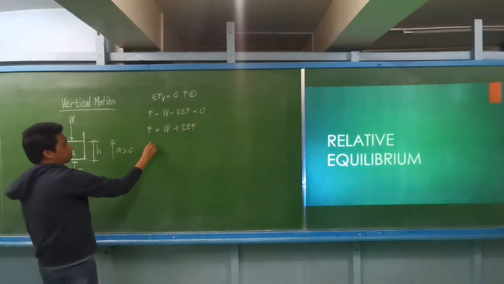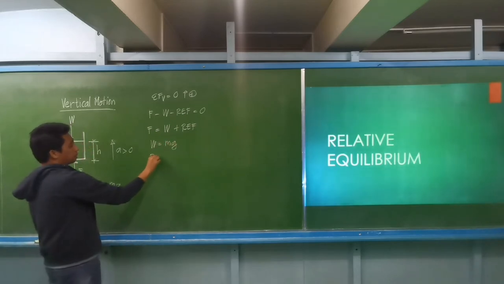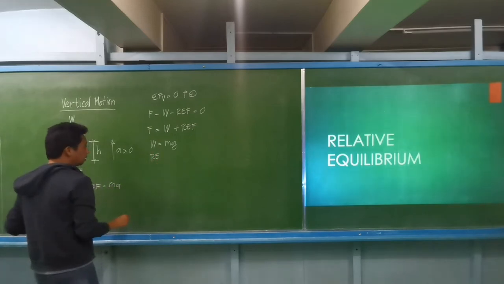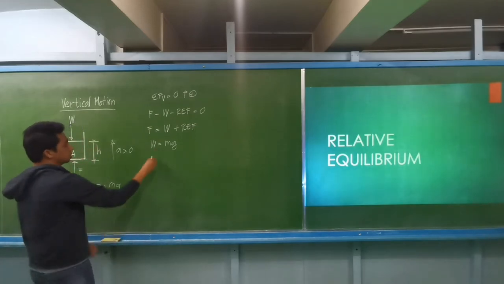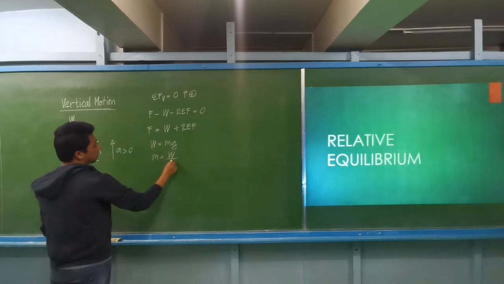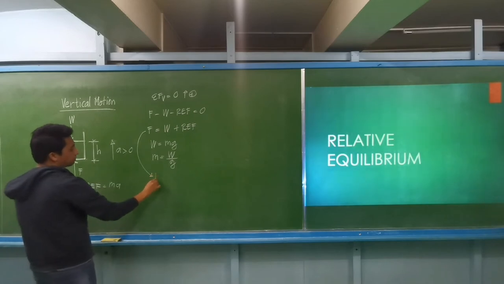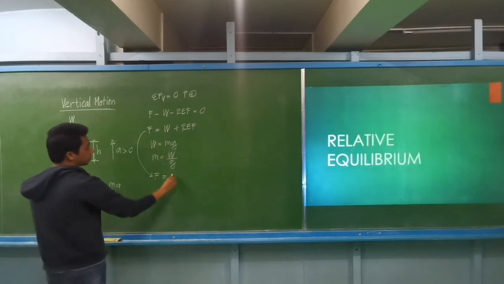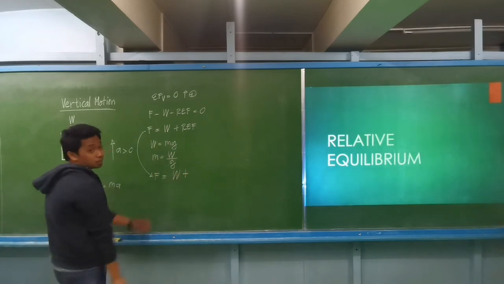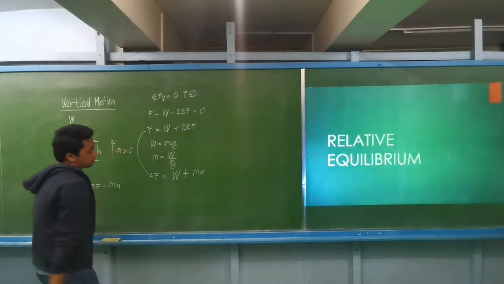So the equivalent of weight is equal to the mass times acceleration due to gravity. For the equivalent of REF, if you have to compute for the mass, the mass is equal to the weight divided by the acceleration due to gravity. So again, from this equation, the force is equal to the weight plus the equivalent of REF, which is the mass times the acceleration.